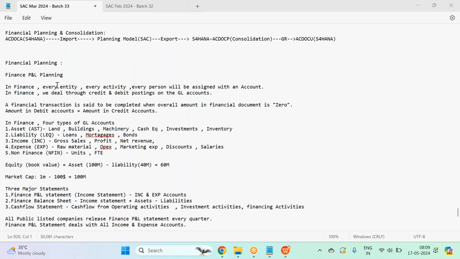So in finance, every entity, every activity, every person will be assigned an account. If you are spending something on marketing promotion, create an account for marketing. How much is spent on different promotions, that amount will be credited to that marketing account. If you're training your employees, for training also we create an account. That amount will be credited to that account. So at the end of the day, if you want to sum everything, you can see the spend on different accounts.